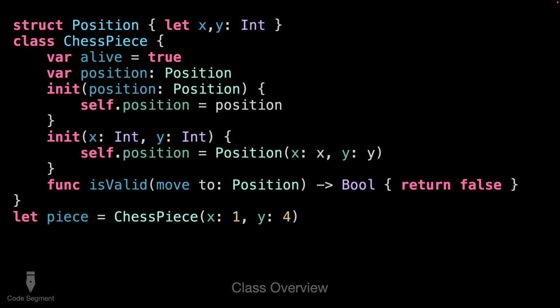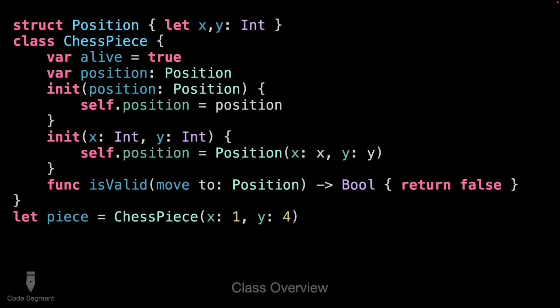That's that. So our class also has a method on it, isValid, and that method always returns false just because I was running out of space on the slide deck. But this is called in exactly the same way as you would call a method on a struct, right? So we could write piece.isValid, pass it a position, and then it would return the value false to us, and we would make a decision based on that, presumably.